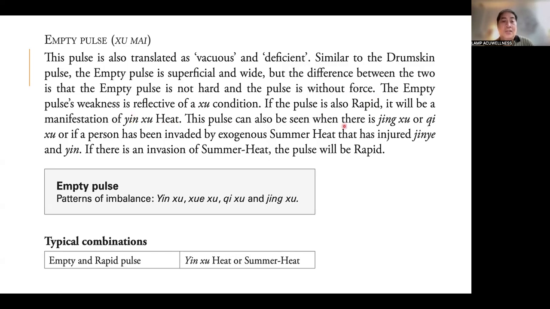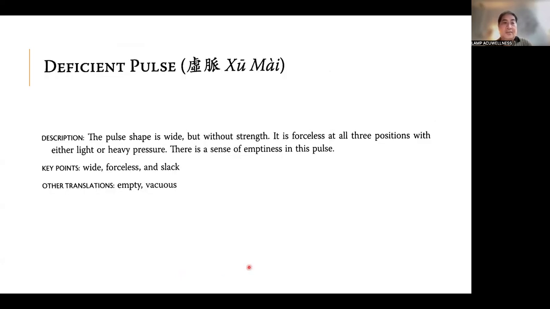This pulse can also be seen when there is jing deficiency or qi deficiency, or if a person has been invaded by exogenous summer heat that has injured the jinye and yin. If there is invasion of summer heat, the pulse will be rapid. Okay, so the patterns of imbalance of an empty pulse: deficiency, yin, blood, qi, jing. So if it is an empty and rapid pulse, there is yin deficiency heat or summer heat.